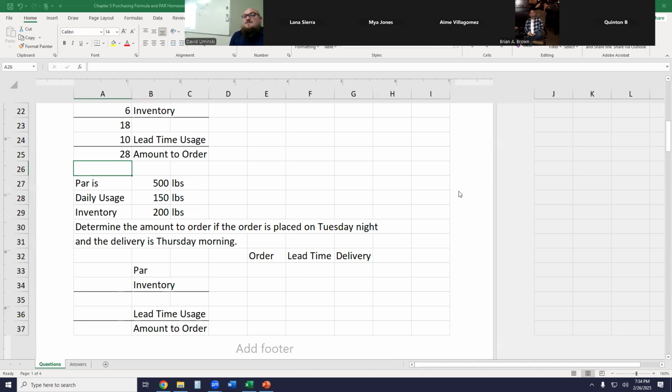So we go back to that formula we talked about, where if you're closed on a day like Sunday, your daily usage is 0. So then you would factor that into your par. Your par for Friday, when that truck drops off on Friday, you need to have enough product to get you through until Monday when that next delivery comes. If you're closed on Sundays, your daily usage is 0 on that day. So your par for Friday would only consider Friday and Saturday.